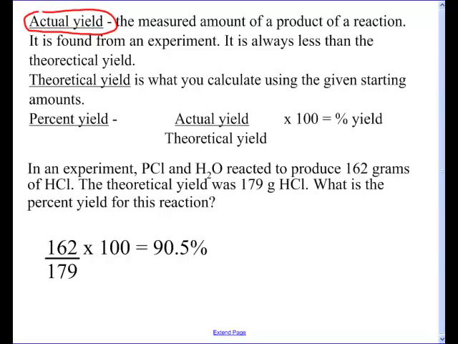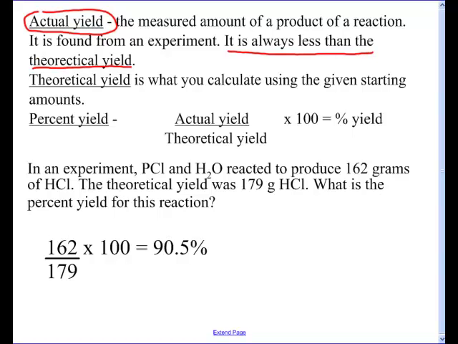A lot of books call it experimental yield. You'll hear me refer to it as experimental yield, but our textbook calls it the actual yield, and it is the amount that you gathered during an experiment. So it's the real thing that you can hold on to. And one thing about it is it's always going to be a number less than the theoretical yield.